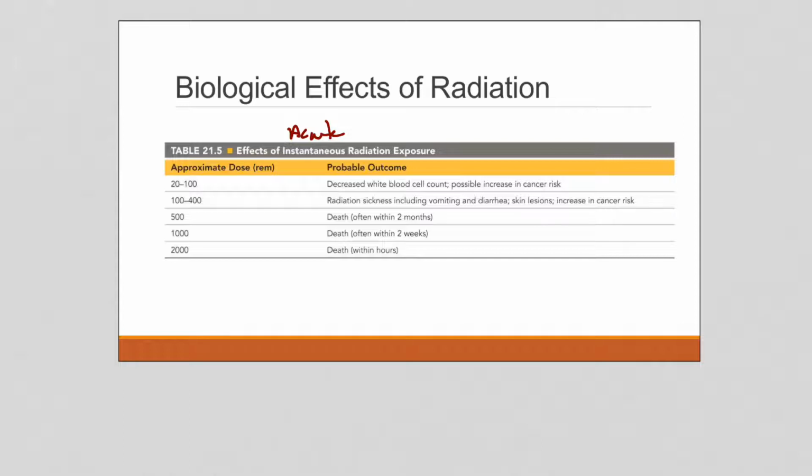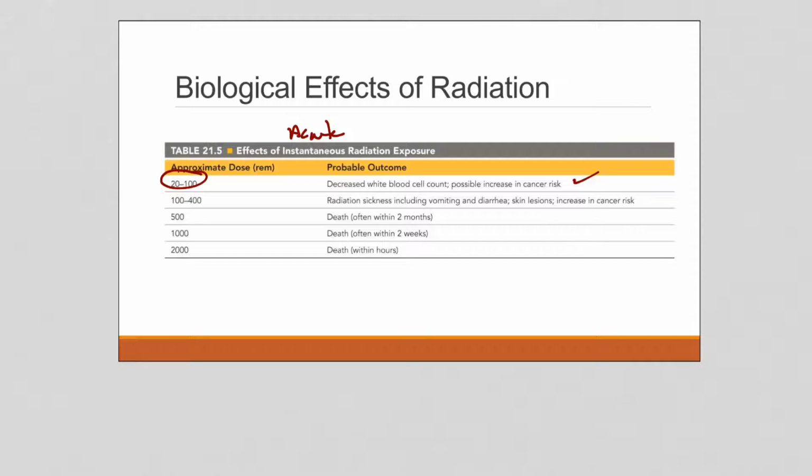So if we're exposed to a dose of 20 to 100 rems, this is close to 100 times the normal annual dosage. So already many times more than what we would normally be exposed to. This can cause an increased cancer risk and typically decreases white blood cell count, etc.